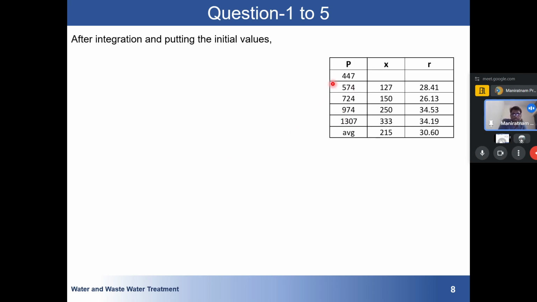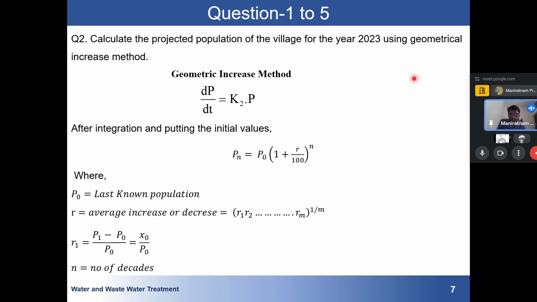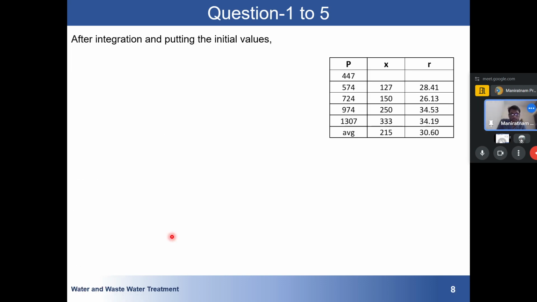So from here you can see that the population was increasing in this manner. The average increase will be this minus this minus this minus this, and r, I have defined as x1 divided by p naught. Here I have taken percentage. Now R I have calculated by multiplying it by 100.